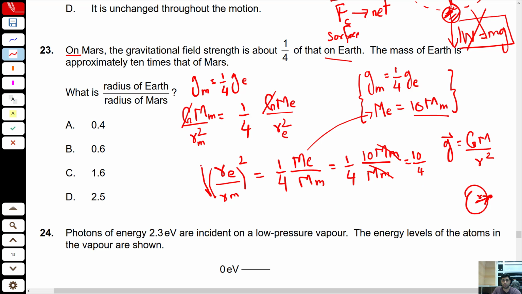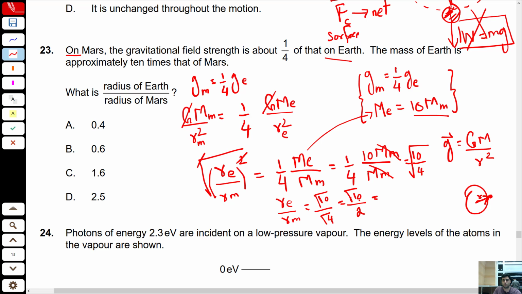So in order to get rid of this square, we have to take the square root on both sides. So this cancels out. So we have radius of the Earth versus radius of the Mars is equal to, what is square root of 10? Yeah, this is a tricky one. So actually this thing can be written as square root of 10 divided by square root of 4 using simple indices rules. So let's keep this one as it is, and square root of 4 is 2.